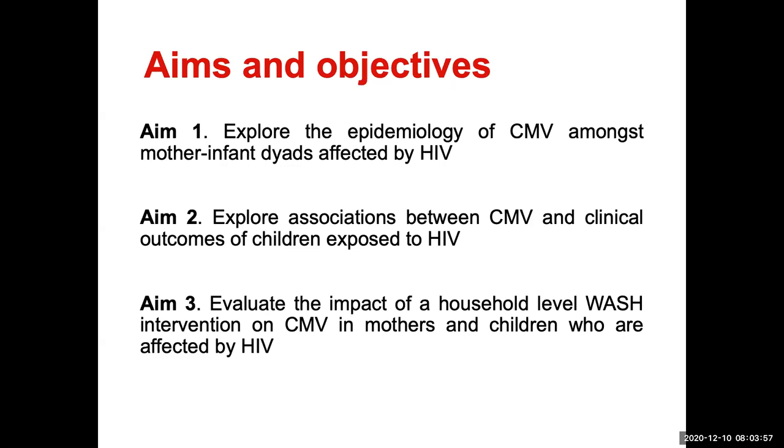amongst mothers and infants. This will be done by undertaking CMV PCRs, or polymerase chain reaction experiments, on mothers at two time points during pregnancy, at around 12 to 14 gestational weeks, and again at around 32 gestational weeks. And then we'll look at infant saliva in the first 18 months of life to try to understand at what time point these children acquire CMV.